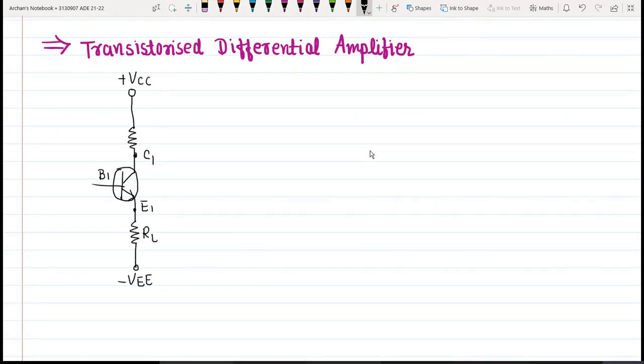The resistance which is connected to the emitter terminal, let us call it RE1, and the resistance which is connected to the collector terminal, let us call it RC1. So this is one complete emitter biased circuit. Now what I have told you is that we are going to use two emitter bias circuits.